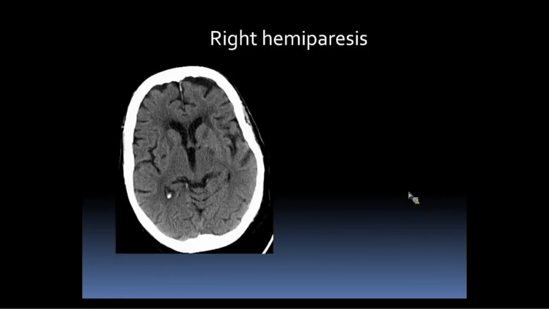So in this case, right hemiparesis. So we're thinking there's a left-sided abnormality here, right? This is an acute stroke, acute right hemiparesis. Where's the stroke here? Where's the acute stroke?